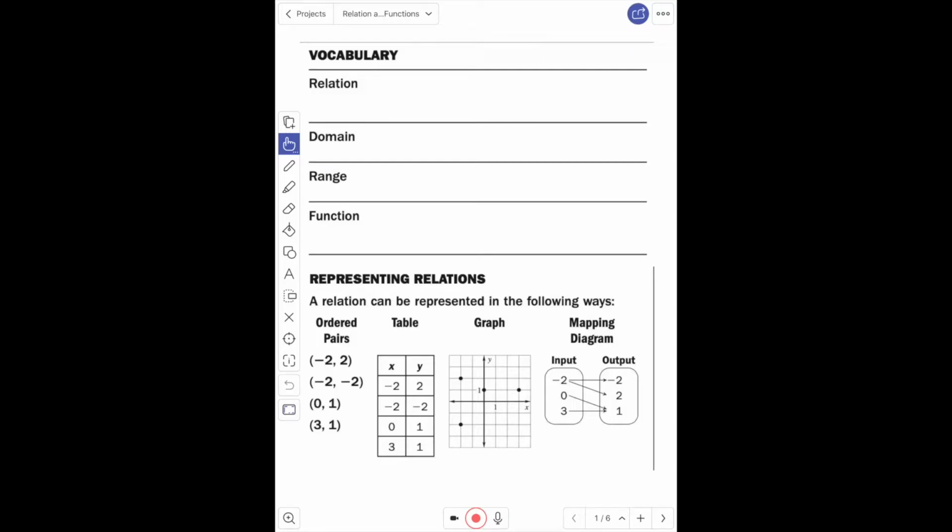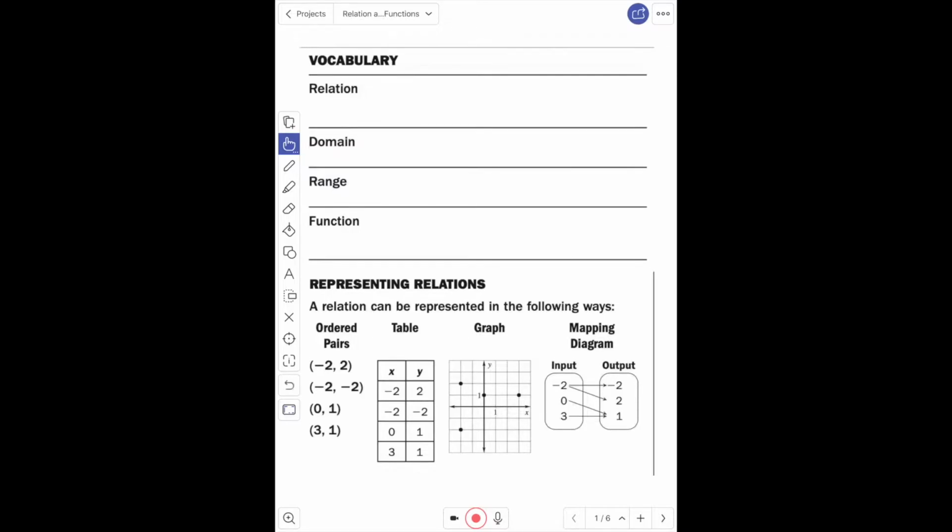Alright, in this video today we're going to be talking about relations and functions and how they work together. So the first thing that we need to talk about is what is a relation. I think about relationship when I think about the word relation in math. And a relation is basically the pairing of input and output values.